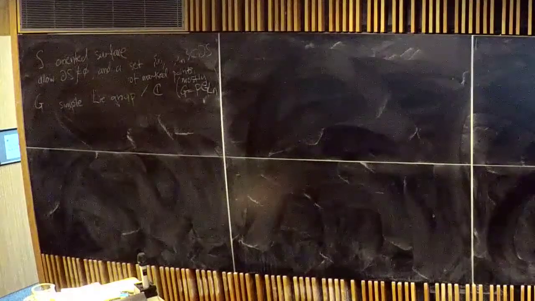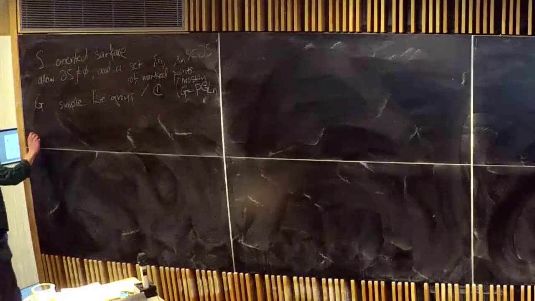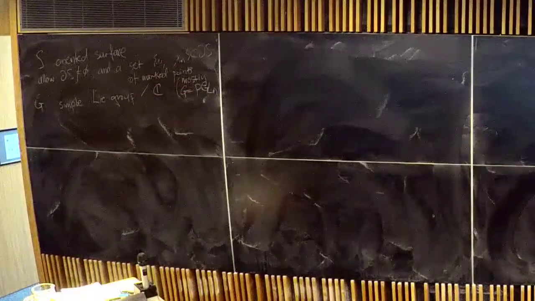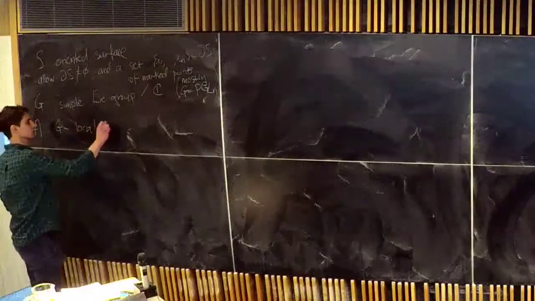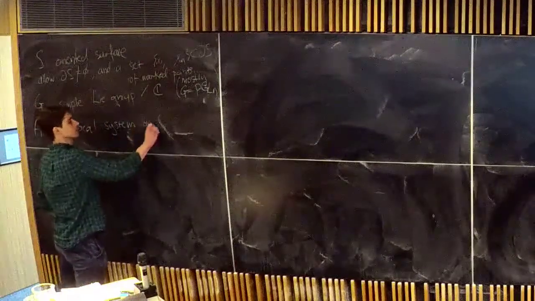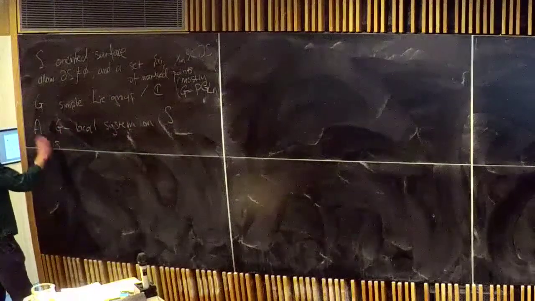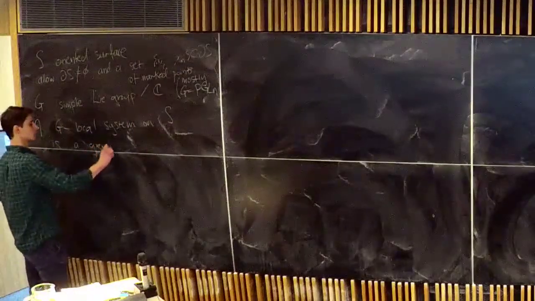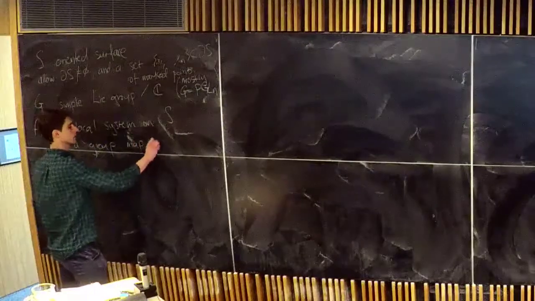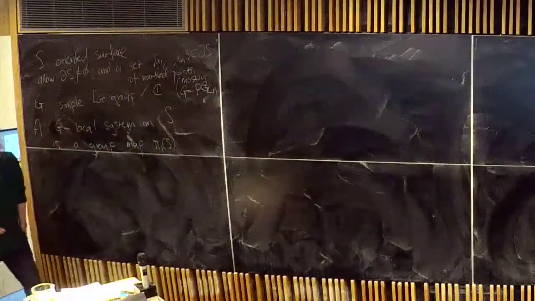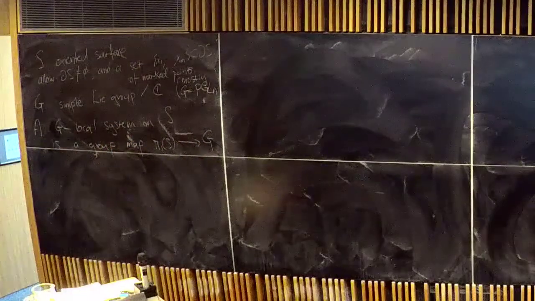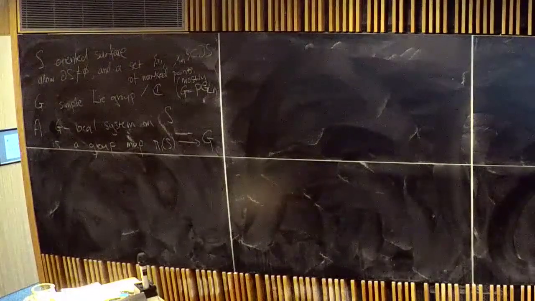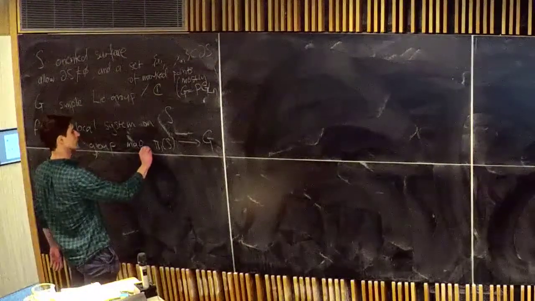Okay, so the basic thing we're interested in is a G local system on our surface. So let's quickly review what we mean by that. A G local system on S is just a group homomorphism from the fundamental group of our surface to our group G, another name, rho.